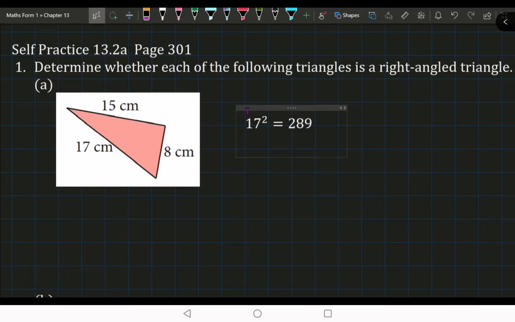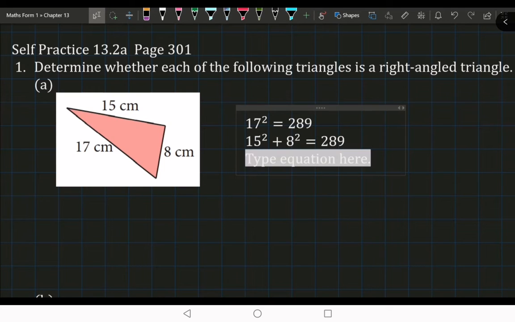The sum of the squares of the other two sides is 15 square plus the other side, 8 square. We can also use the calculator for 15 square plus 8 square. We also got 289. So we can say that 17 square is equal to 15 square plus 8 square.